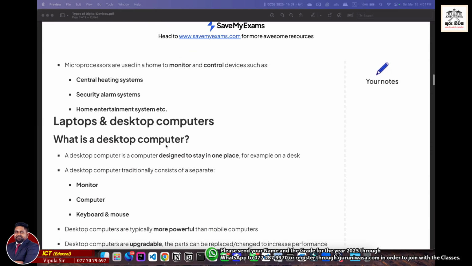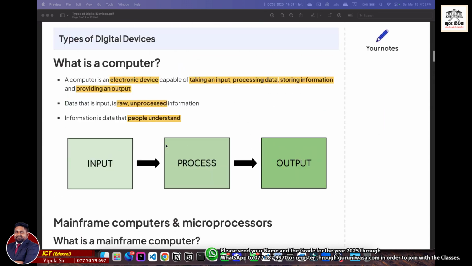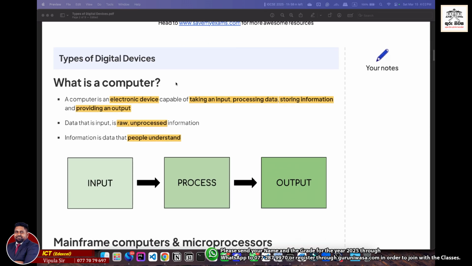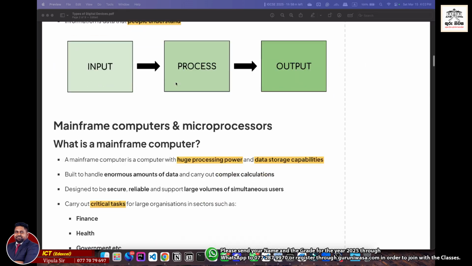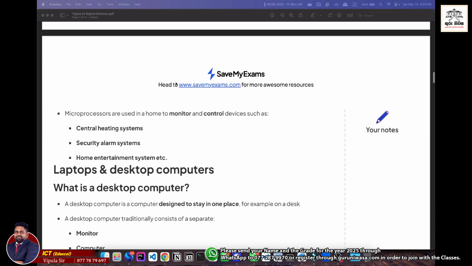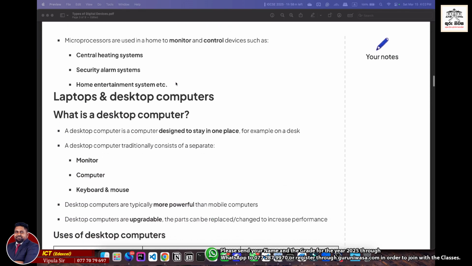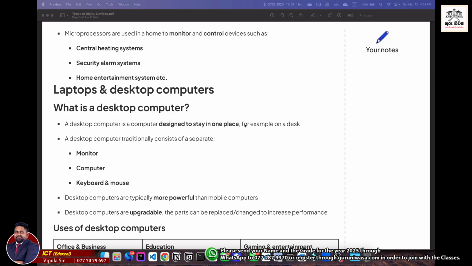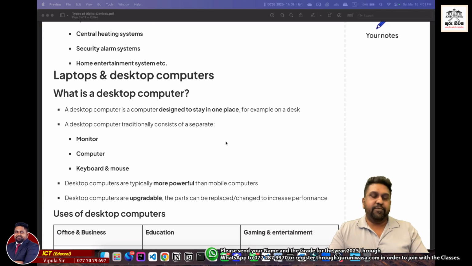Then we jump into desktops and laptops. Earlier we talked about what is a computer. So this is just an overall idea about what it does. Then we talk directly about a desktop computer and a laptop, just to understand what this is. So a desktop computer is basically designed to stay in one place.